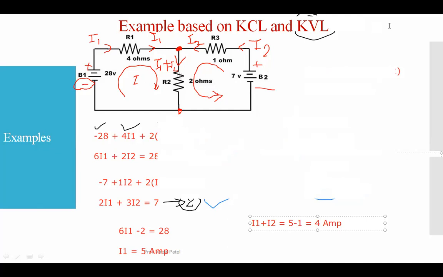Yeah, see, either you will get I1 equal to minus 5 ampere, I2 equal to 1 ampere, and I1 plus I2 equal to minus 4 ampere. That is also okay. That means your answer is also correct. But whatever direction you have selected, you have to change. Understood? Do you understand up to here, all of you?